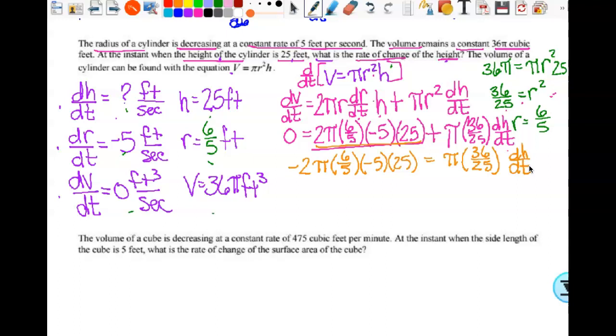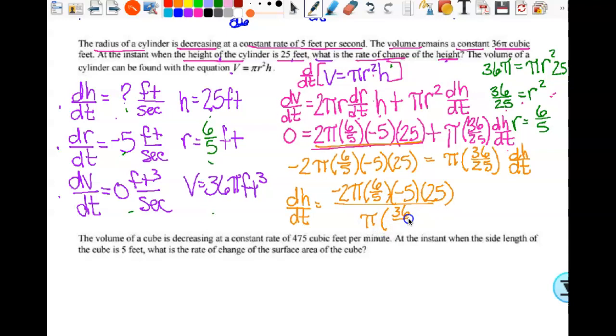Then what do I do to get dH/dt by itself? Divide. So then I can say dH/dt is equal to, got this big old fraction, -2π times 6/5 times -5 times 25 all over π times 36 over 25. Now, I have fractions and fractions, and it absolutely does not matter at all. I've got dH/dt by itself.